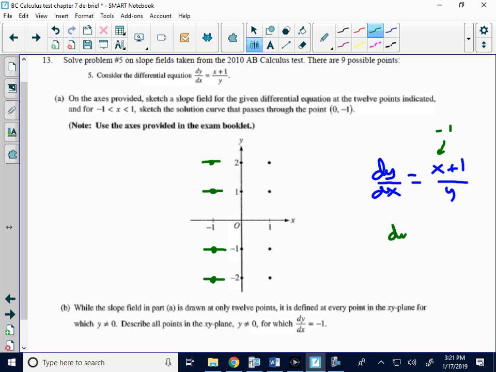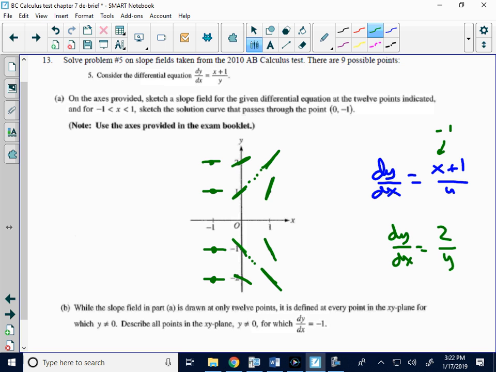If x is 0, then dy/dx becomes 1 over y. It's the reciprocal of the y coordinate. Well, 1 over 1 is 1. 1 over 2 is a half. 1 over -1 is -1. 1 over -2 is -1/2. And if x is 1, then dy/dx becomes 2 over y. So 2 divided by the y coordinate. 2 divided by 2 is 1. These guys are sort of lined up here. 2 divided by -2 is -1. These guys are lined up. 2 divided by 1 is 2, so this is steep here. And 2 divided by -1 is -2, so that's steep there. So that would work.